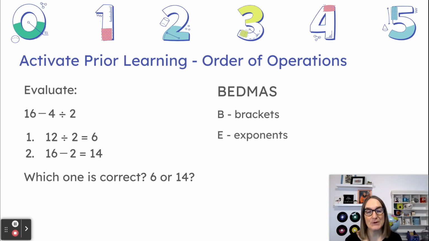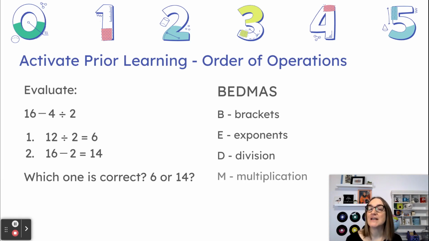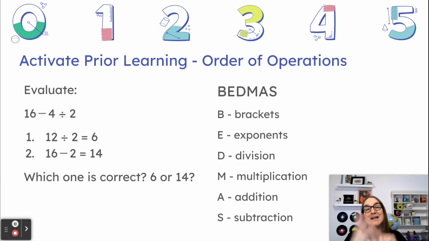E stands for exponents. So we do operations that involve exponents second. Then we have D for division and M for multiplication. We do operations involving division and multiplication in order from left to right after we've taken care of any brackets and exponents that there may be in the expression. And finally, we have addition and subtraction. And we do addition and subtraction in order from left to right after we've taken care of brackets, exponents, division, and multiplication. And that's BEDMAS, an easy way to remember the order of operations.